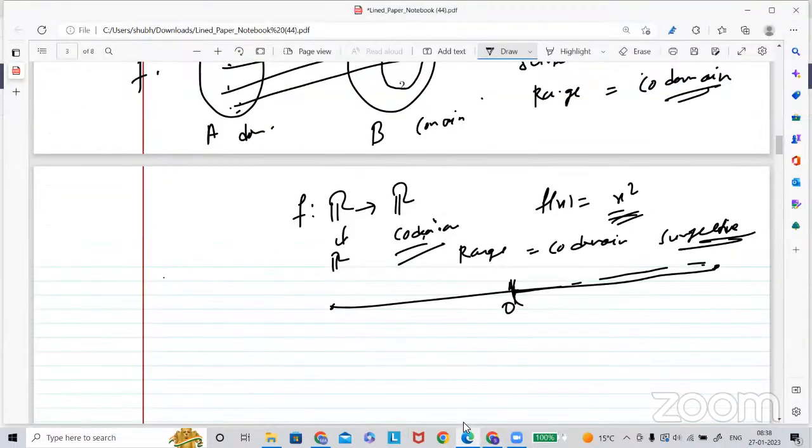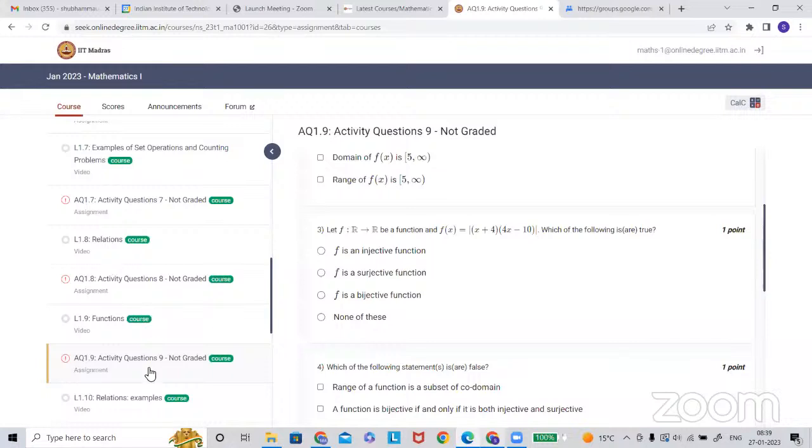Now let me go with the next. This I've done. Let me lower the hand. Okay. Pravidya. Hi, sir. I have doubts from activity 10, question 6. Activity 10, question number 6.